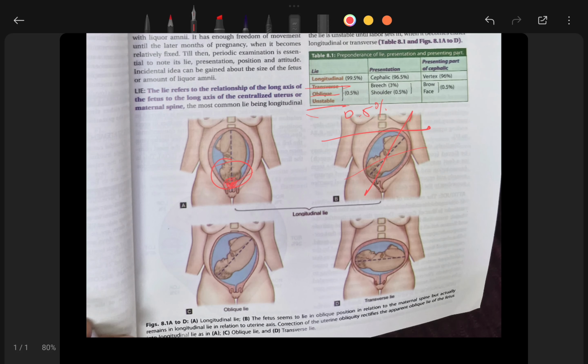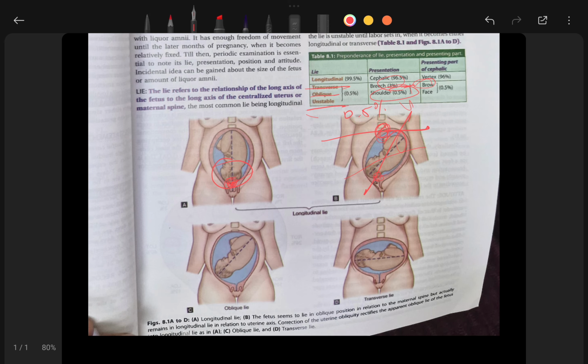There you see breech presentation. That means the head is facing upwards, and near the internal os you will see the buttocks. This is a breech presentation in only 3%, and shoulder presentation in 5%, of which the presenting part will be this. This is a breech presentation. I will show you another diagram.